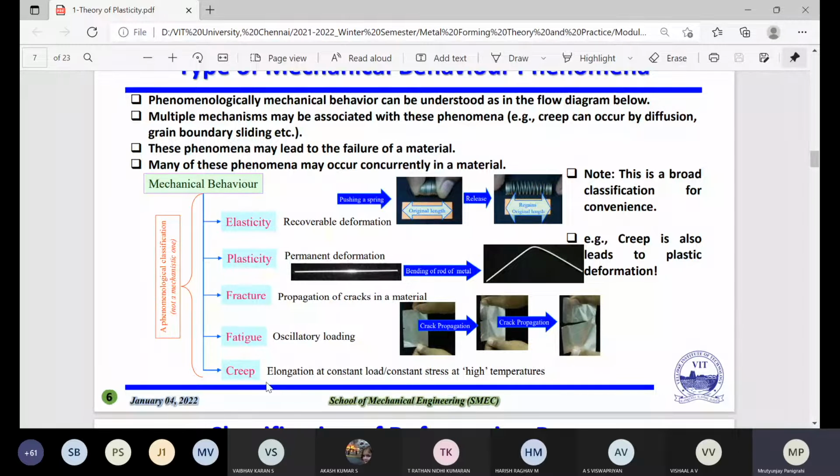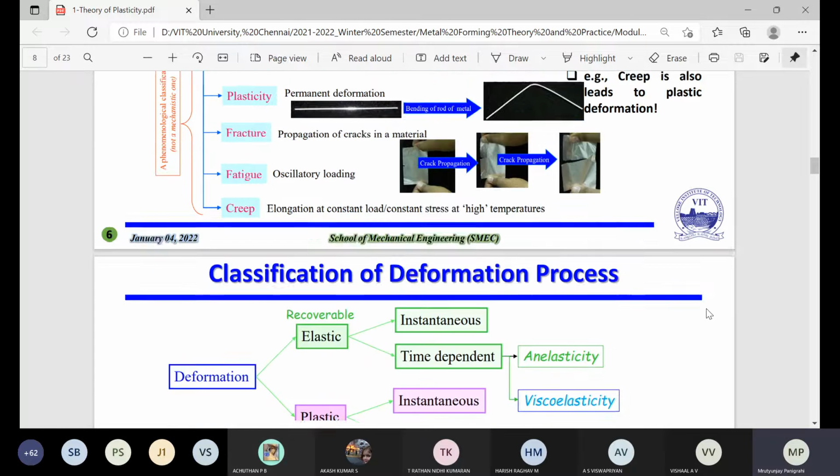Then another one we have is creep: elongation at constant load or constant stress at high temperature. That means you are giving a constant load there, or constant stress with respect to the unit area or surface area, but at a high temperature. So these are the mechanical behaviors you get: elasticity, plasticity, then fatigue, then fracture, then creep. Right? Is it clear? Yes, sir.